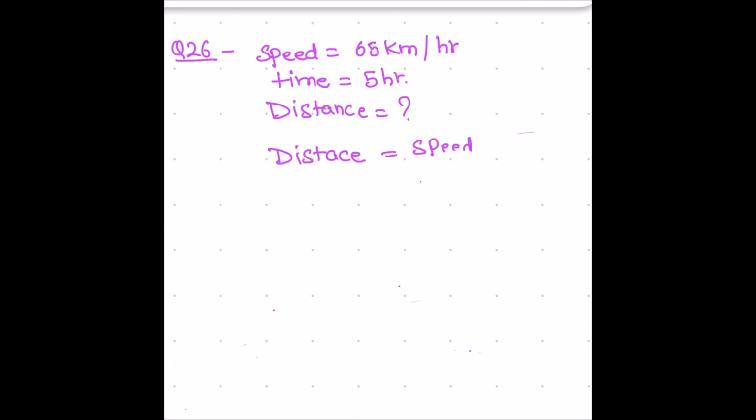To find the distance, we can use the formula distance equals speed times time. So distance will be equal to speed, which is 65 km per hour, times time, which is 5 hours. So 5 times, let's multiply the two numbers. 5 times 5 is 25, 2 is carried over, 5 times 6 is 30, 30 plus 2 is 32. So this is 325 kilometers. This is our distance.